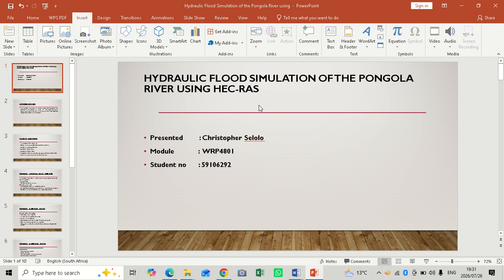WRP 4801 assignment project. The project is titled Hydraulic Flood Simulation of the PONGOLA River using HEC-RAS. The purpose of this study was to investigate how the PONGOLA River behaves under different flood conditions using HEC-RAS hydraulic modeling software. The project also evaluates how changes in channel roughness affect flood behavior and river hydraulics.